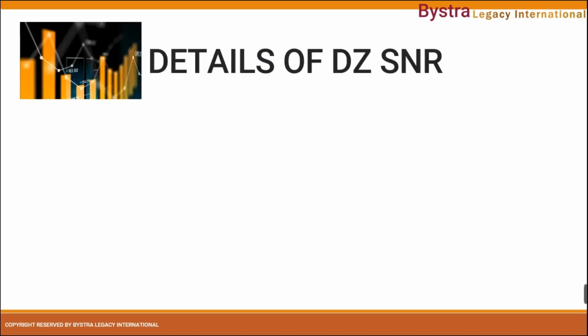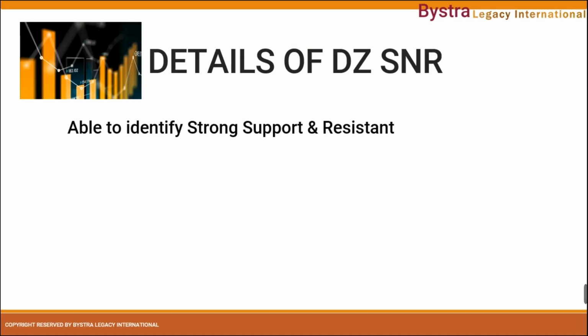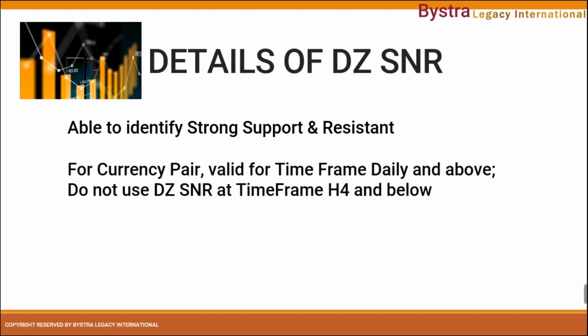Now let's look at the details of the danger zone SNR. First, we are able to identify a good strong support and resistance. For currency pairs, normally the valid time frame would be daily and above. For me, my preference, I always prefer to use weekly. It is much stronger and, of course, definitely more reliable. Daily, yes, if it is aligned together with the weekly time frame.